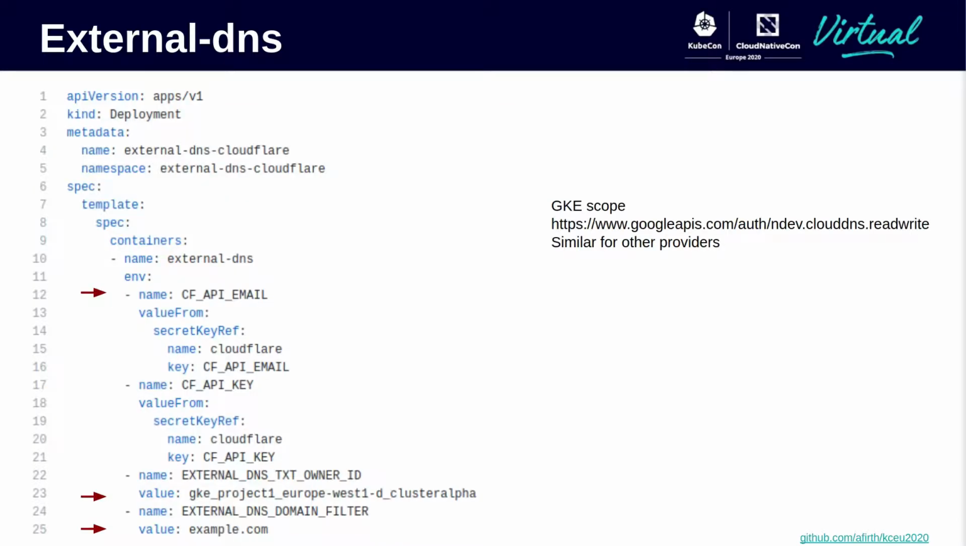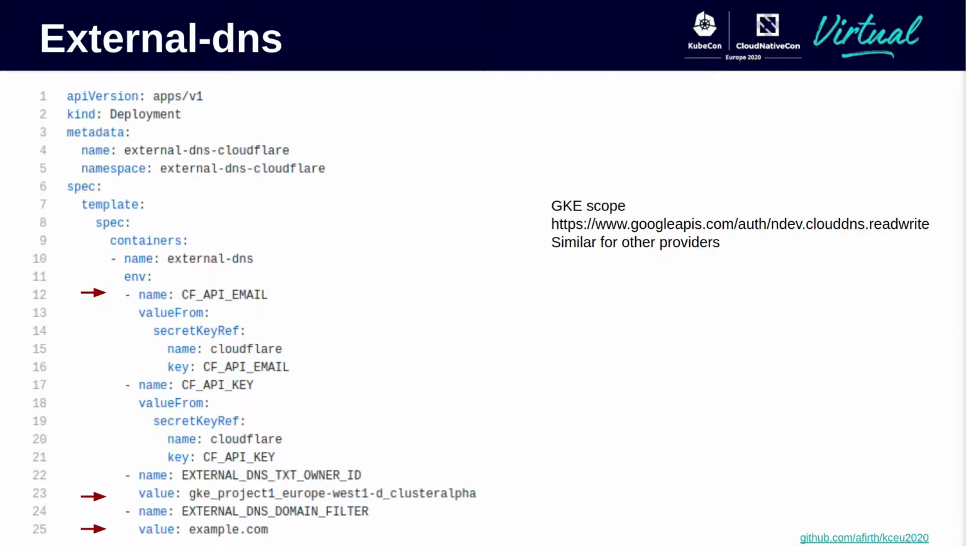I think you'll agree it really is easy this time. No memes. This is an overlay patch for the external DNS deployment, which we apply with kustomize for a particular cluster. We're just overriding some env vars. Firstly, at 12, we set the authentication info. For Cloudflare, this is required, but if you're using a cloud provider's DNS, you can also just let it pick up the default credentials. For GKE, you need to grant the nodes the scope to do that. It's a similar process for other providers.